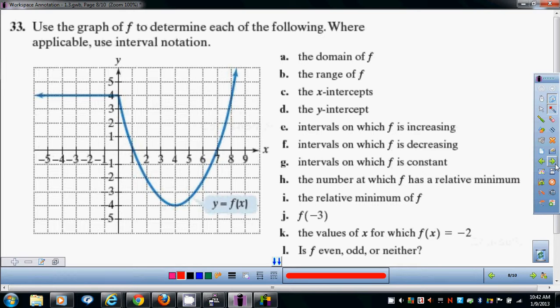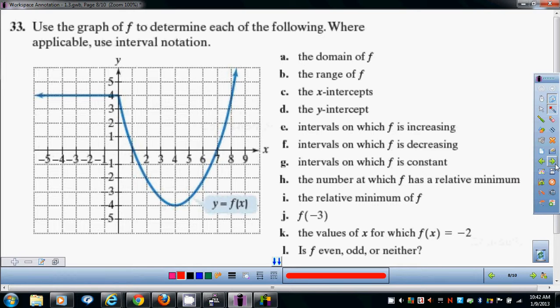The range, how low does this thing go? The range will be the only thing you ever give me in terms of just y. So you're right, -4 to infinity. X-intercepts. Muy bien. Y-intercepts. Well, I guess that would be one other thing you give me y.